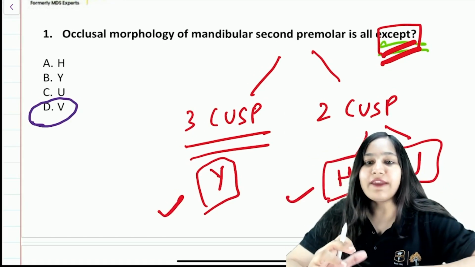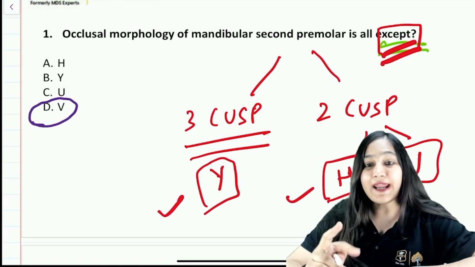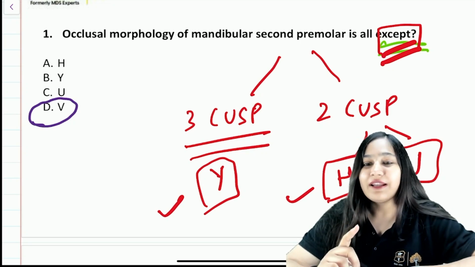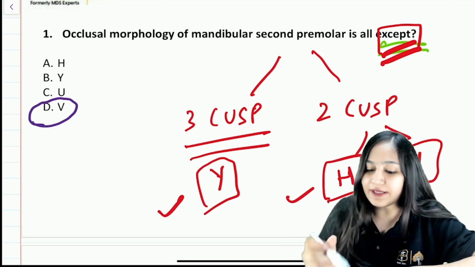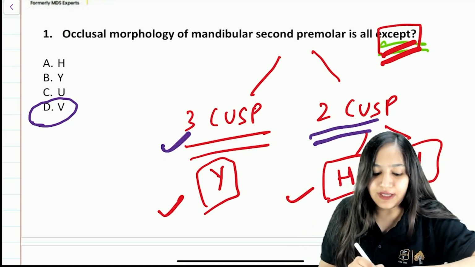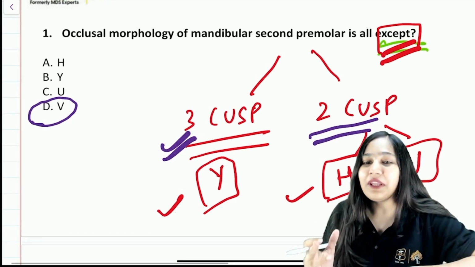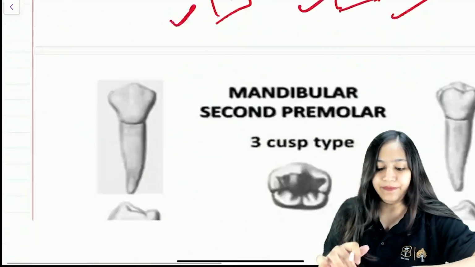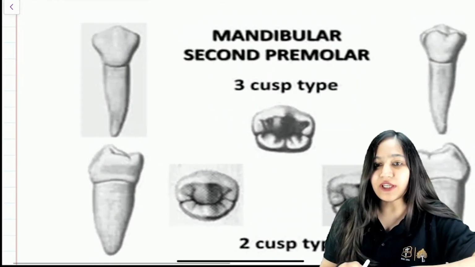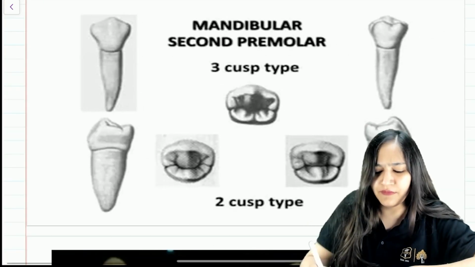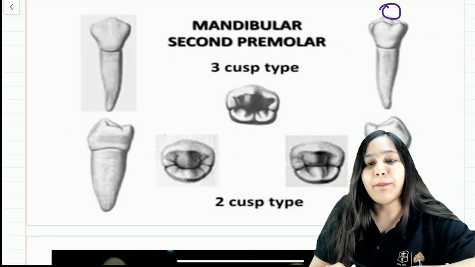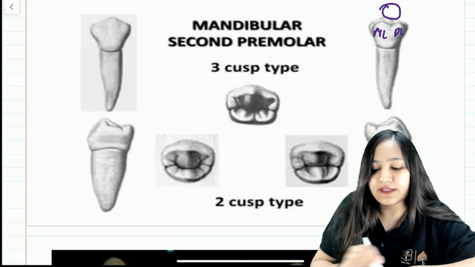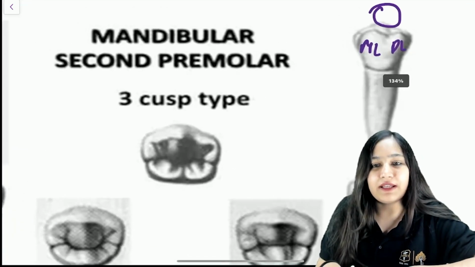Usually premolars have only two cusps, buccal cusp and lingual cusp. But in case of mandibular premolar, it will be having 2-cusp pattern as well as 3-cusp pattern. In 3-cusp, it will be having 1 buccal and 2 lingual cusps. In this diagram, you can easily appreciate. Here we can see 1 buccal cusp and 2 lingual cusps.